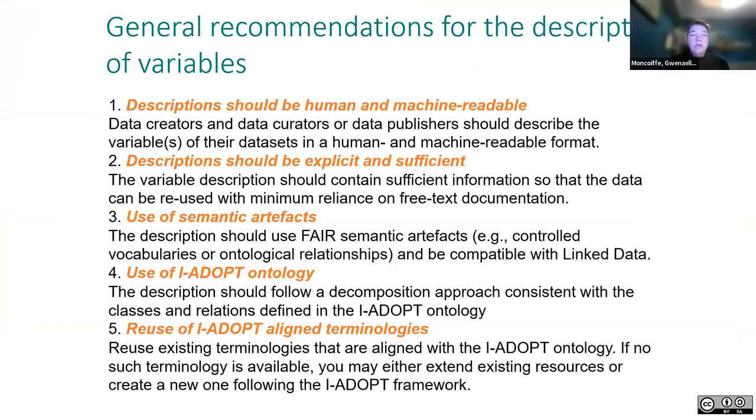As well as the ontology, we came up with some general recommendations for the description of variables. So those should be human and machine readable. They should be explicit and sufficient for understanding what is being measured. They should use semantic artifacts. So just having free text or even reusing vocabularies that have been published in a scientific publication is not sufficient. They should really be accessible by machine through URIs or persistent identifiers.